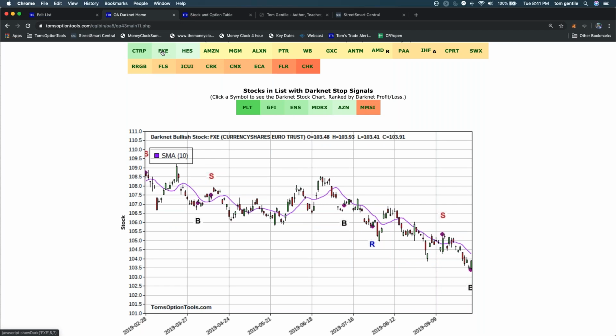All right, let's look at FXE. This is the Currency Shares Euro Trust. Buy, sell, little winner. Buy, rebuy, sell, that was a loser, and you got the buy that came in today. All right, let's continue on. Hess.